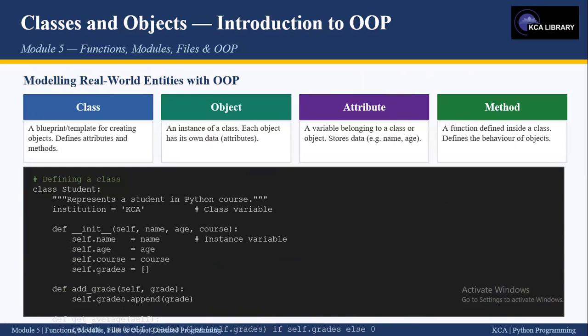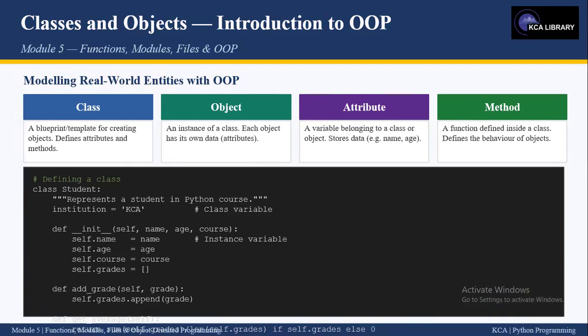Classes and objects. Introduction to OOP, that is object-oriented programming. Object-oriented programming, or OOP, is a programming paradigm that models real-world entities using classes and objects. A class is a blueprint for creating objects. An object is an instance of a class. An attribute stores data within the class, and a method is a function defined inside a class that describes its behavior.